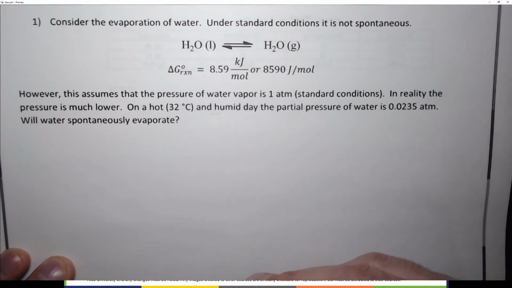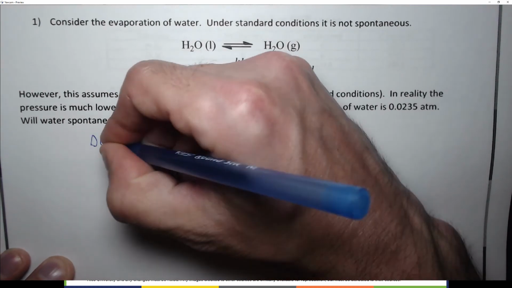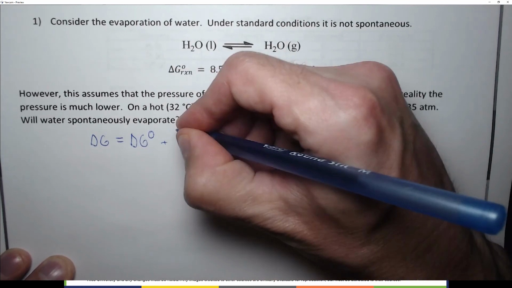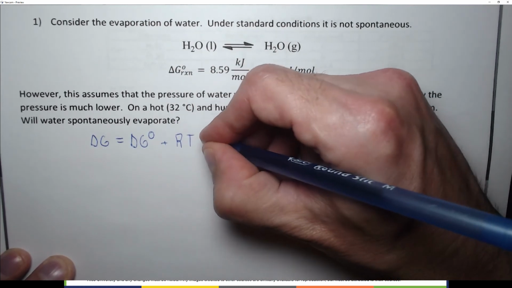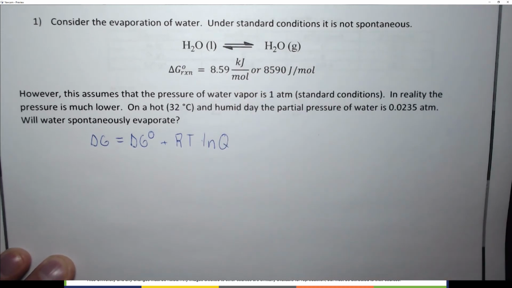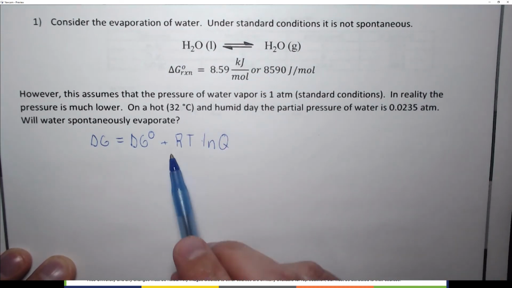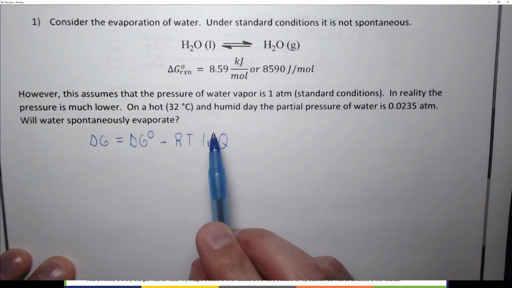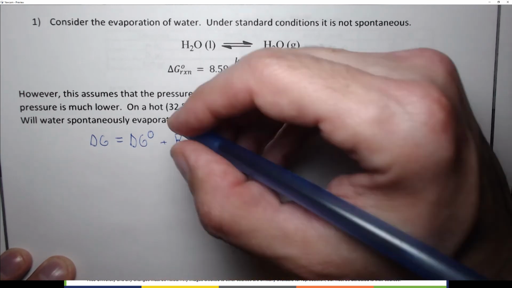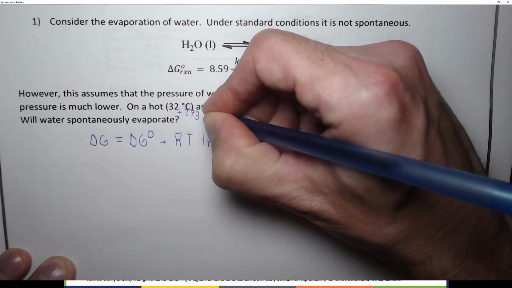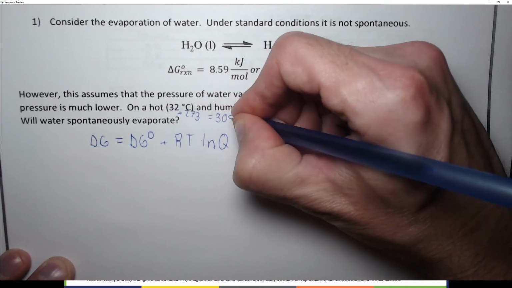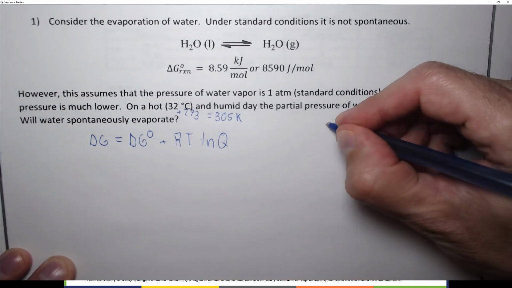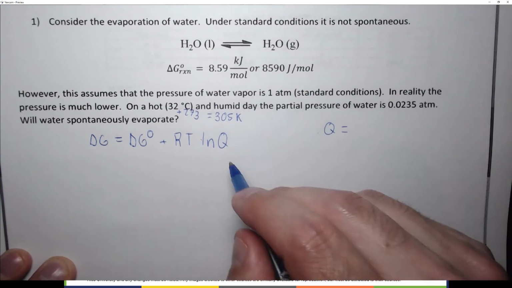Well, as we talked about, delta G equals delta G naught plus RT ln Q. All right. So R is a constant, 8.31 joules per mole K. The temperature we could calculate, 32 plus 273, which is 305 K. But what about Q? Well, Q equals products over reactants.